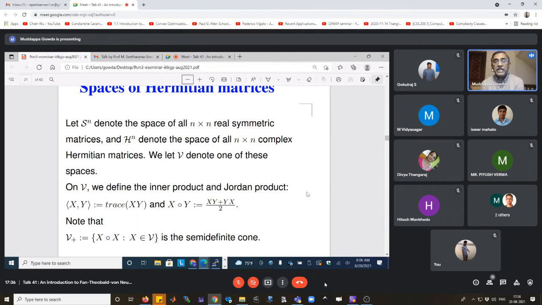I'll call this x circle y product the Jordan product. If I take x equals y, I simply get x circle x, and notice that x circle x is nothing but x squared. So if I take any matrix x, Hermitian, complex, real symmetric, whatever, x squared is a positive semi-definite matrix. So this V plus that I have given here is the set of all positive semi-definite matrices. So what you get is the semi-definite cone.